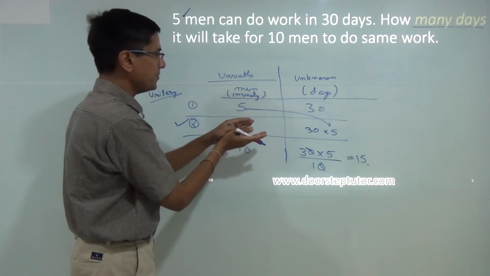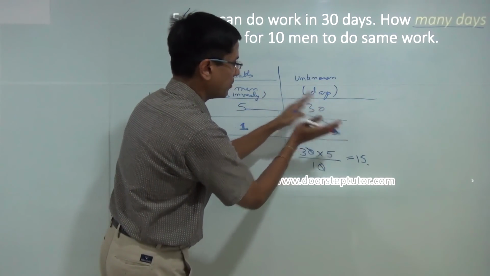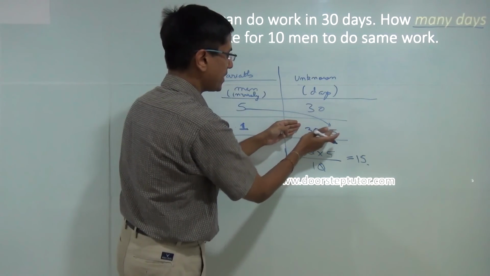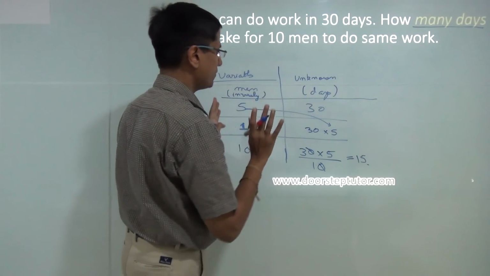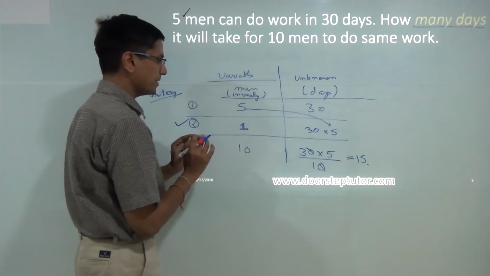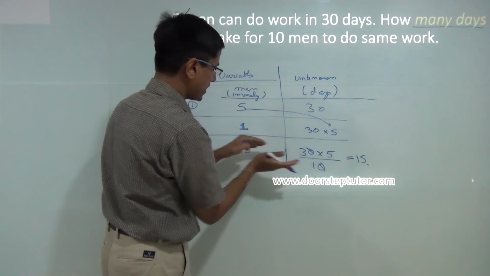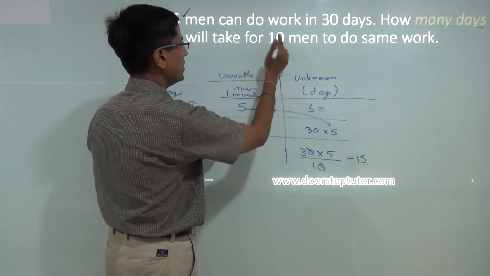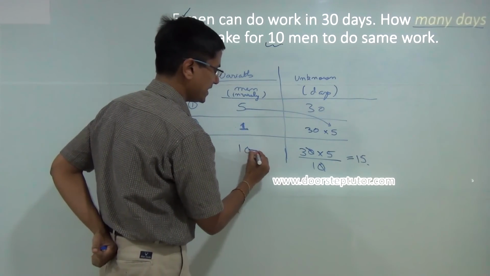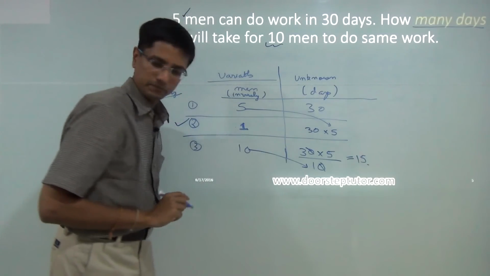This row is telling me that if all these variables were 1, what would be the value of the unknown? This is what this row is telling me. If the man was 1, it would take this person 150 days to complete the work. And now in this final row, I find out the value of my unknown for the value given. So 10, and because there is an inverse relationship, this 10 gets divided here and this 5 gets multiplied here in this second row.